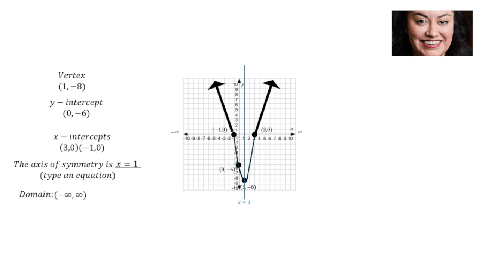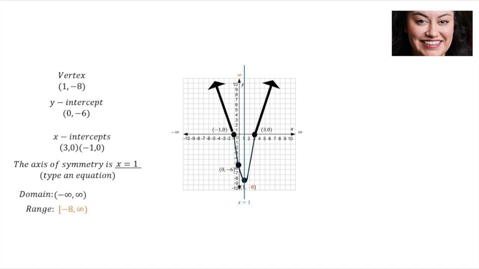Our range is our y values, bottom to top. Once again, we would look at our vertex, but just at the y value of our vertex, which is our lowest point on our graph, and in our case, it's a negative 8. And our graph will go up forever towards positive infinity. So our range is from negative 8 to positive infinity.